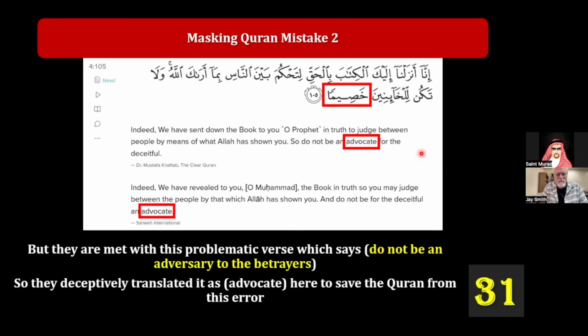So definitely Khasim is someone who is a khism, who is an adversary, who is in opposition. It never means advocate. This is 100% deception.